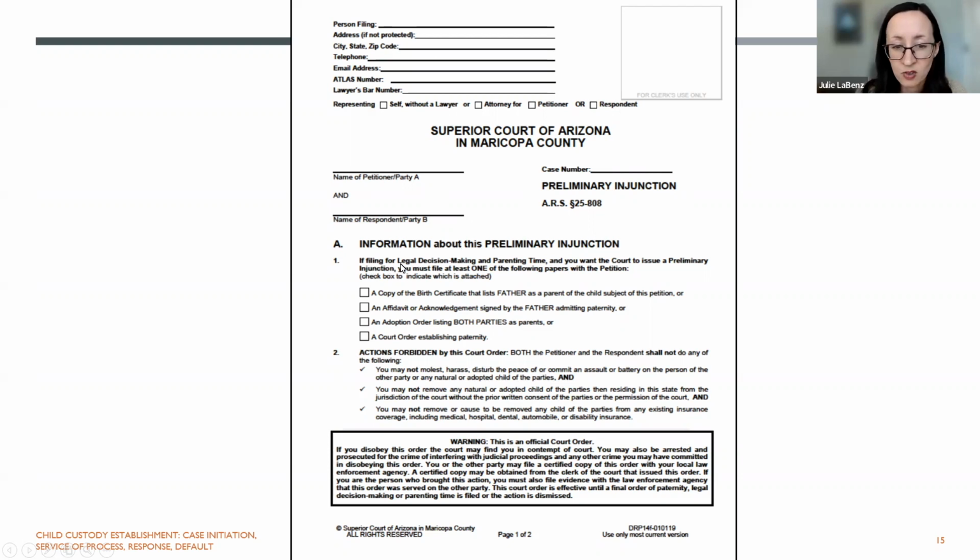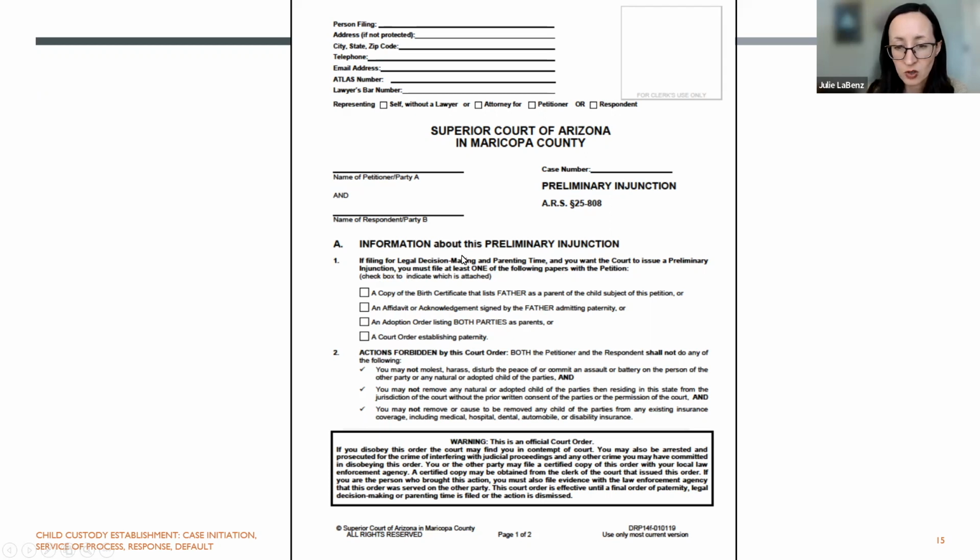And then this indicates if you're filing for legal decision-making and parenting time and you want the court to issue a preliminary injunction, you must file at least one of the following papers with the petition: a copy of the birth certificate that lists father as a parent of the child subject to the petition, an affidavit or acknowledgement signed by the father admitting paternity, an adoption order listing both parties as parents, or a court order establishing paternity. So first, in order for the court to issue this document, you need to show that paternity has been established. So you pick which one applies in your case.